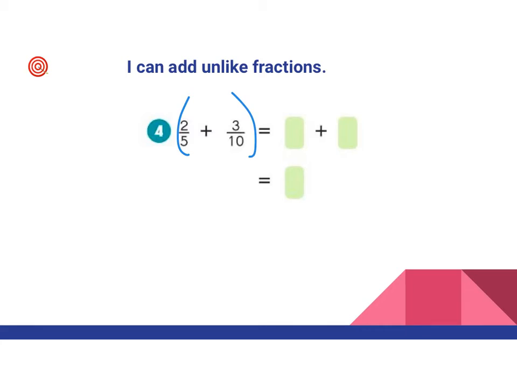I'm going to find an equivalent fraction for 2/5 that has the denominator of 10. 5 times what equals 10? It would be 2. So I'm going to do 2 times 2 is 4. So my equivalent fraction is 4/10 plus 3/10. 4/10 plus 3/10 equals 7/10.